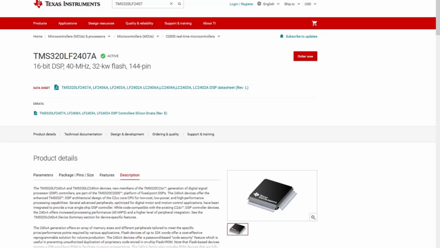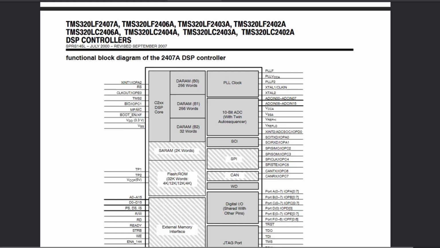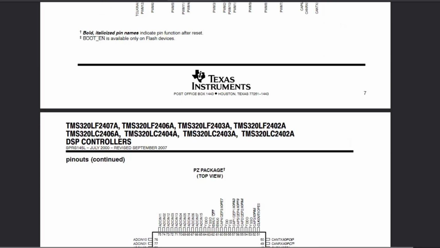The Texas Instruments TMS320LF2407 DSP controller is a programmable digital controller with a C2XX DSP central processing unit as the core processor. The LF2407 contains the DSP core processor and useful peripherals integrated onto a single piece of silicon.